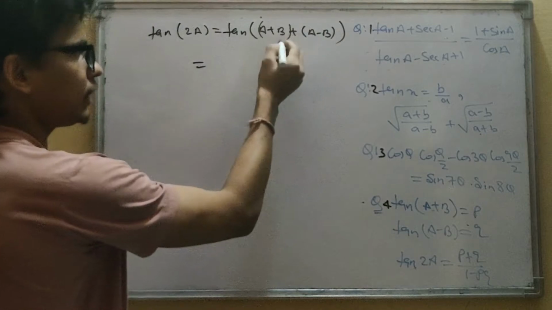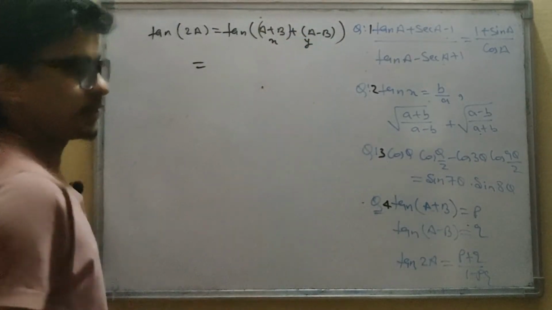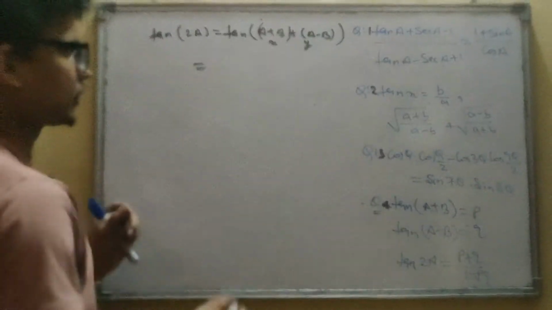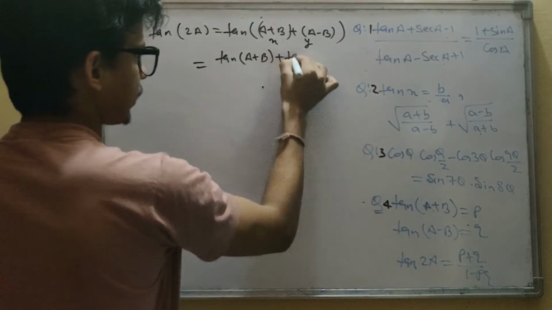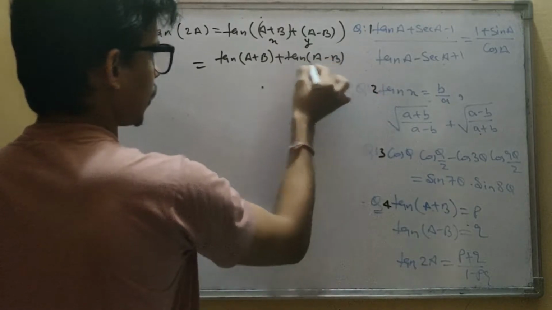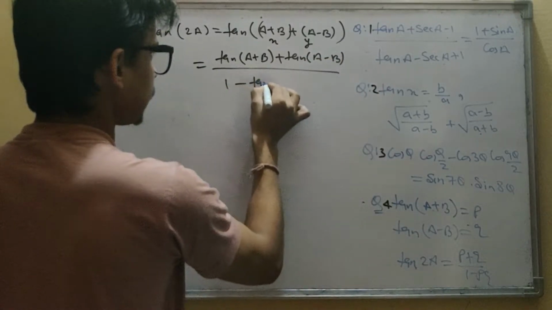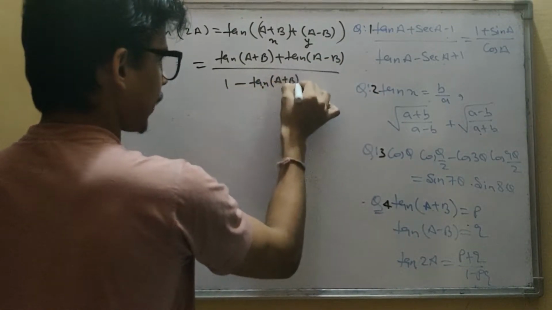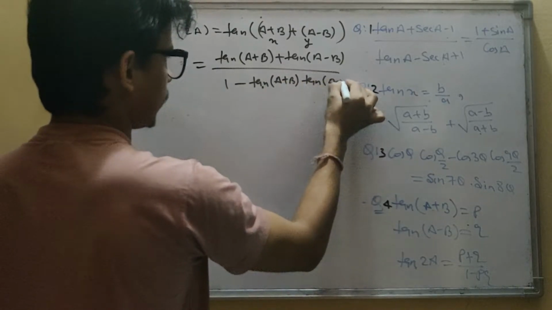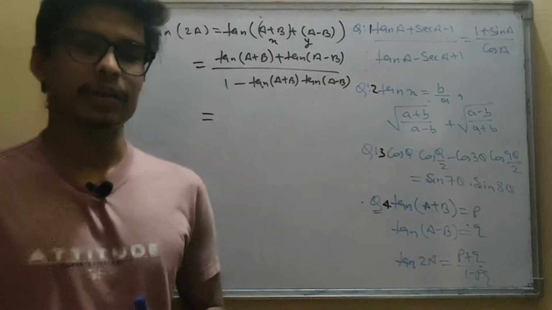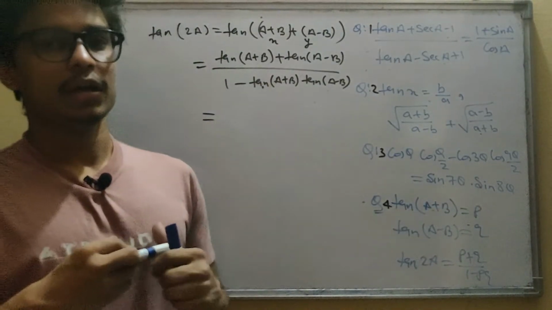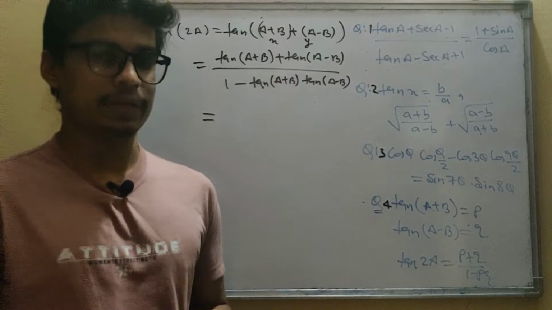Now apply the formula for tan(x + y). So what is tan(x + y)? Tan(x + y) equals (tan x + tan y) upon (1 - tan x tan y). So this is very simple also. These are literally very simple when you see the solution, but they are really good concepts initially.